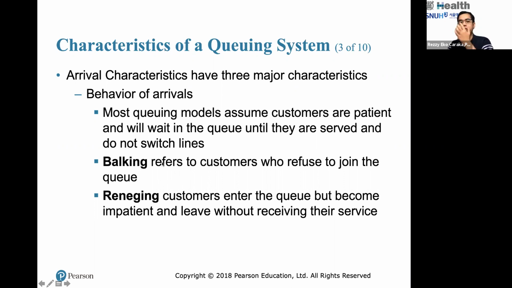Balking refers to customers who refuse to join the queue. So that is the information about balking. And the last one is reneging. The customers enter the queue but become impatient and leave without receiving their service. So this is a reneging customer. They already joined the line, but just leave without receiving service from the server.